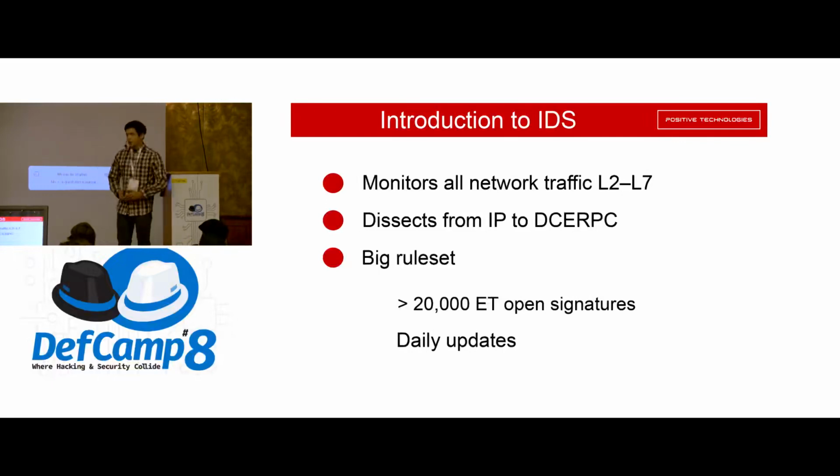Among signature developers, there are such names as Cisco Talos, Emerging Threats, many communities and other groups who develop signatures for malware and exploitation detection. For now, the largest rule set has more than 20,000 active signatures inside.